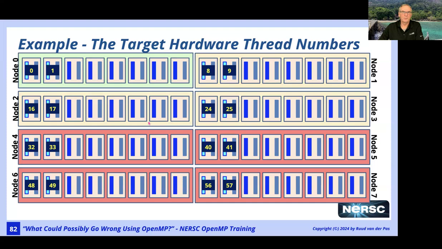So I need to generate a sequence for my places, because remember, places are where I allow the system to run, and I want them to run, for educational purposes, on 0, 1, 8, 9, 16, 17, all the way to 56 and 57. That's my goal. How do you do that?